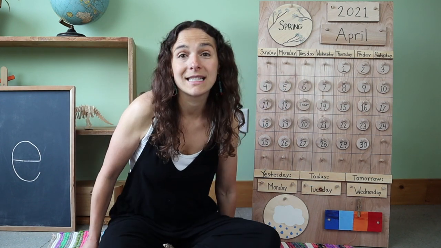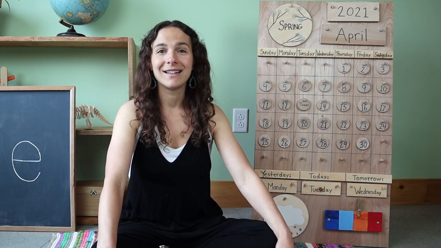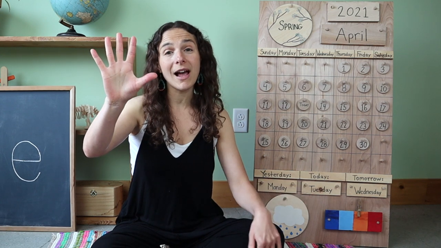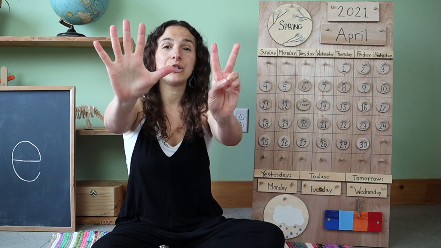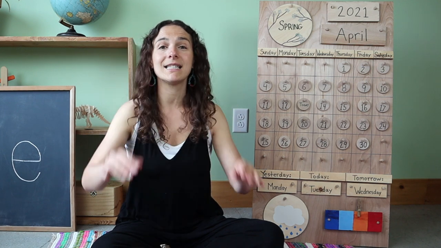Friends, we need to sing the days of the week song. So can I see your seven fingers? Let's start with one hand, but one hand only has five fingers. We need to add two more fingers like this to make seven, because we have 7 days in the week.